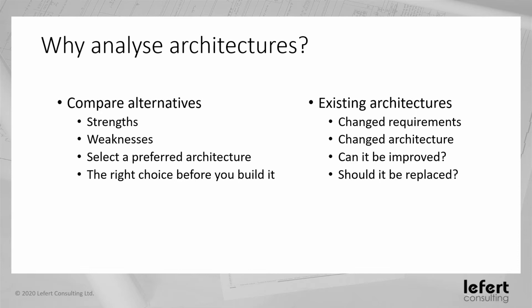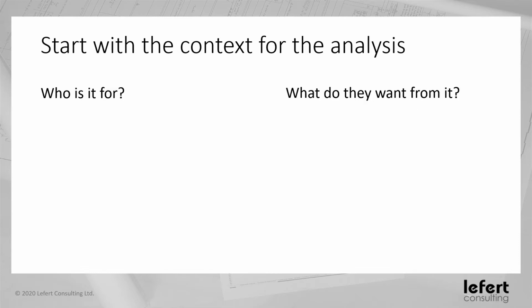So we've got reasons to analyze architectures. How do we do it? To start, we need to create the context. Who is the architecture intended to serve, and what do they want from it? If we can articulate this, we can measure an existing or candidate architecture against the context to see how good a fit it is. Does it serve some stakeholders better than others? What are the weaknesses and can they be fixed?